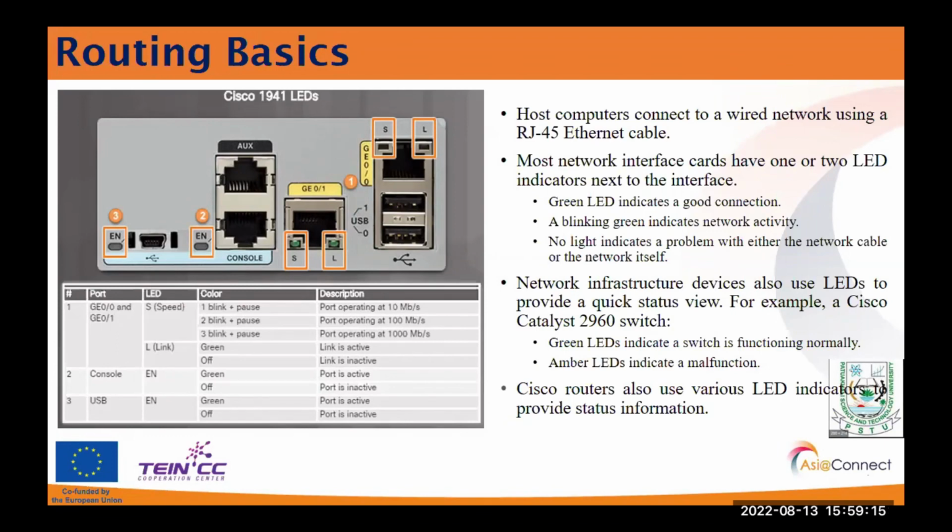Most network interface cards have one or two LEDs, a green LED and a blinking LED, and no light indicates a problem. As usual, but here is another issue in the Catalyst 2960 switch: a green LED indicates the switch is functioning normally, but an amber LED or something like that indicates a malfunction.